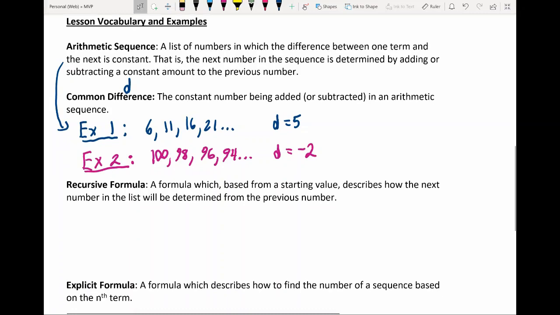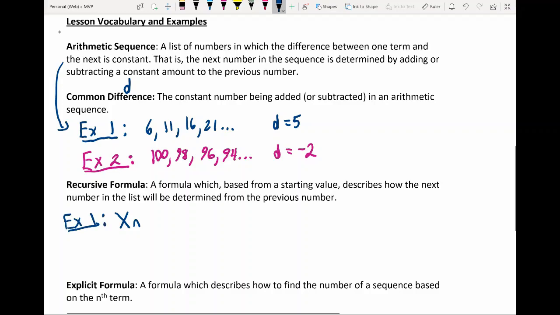Now, we can represent the function formulas for these sequences in 2 different ways. One is recursive. So a recursive formula is a formula which, based from a starting value, describes how the next number in the list will be determined from the previous number. So one way you'll see a recursive formula written is using this template here.